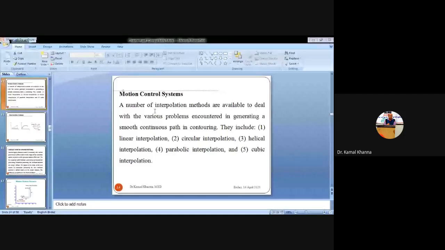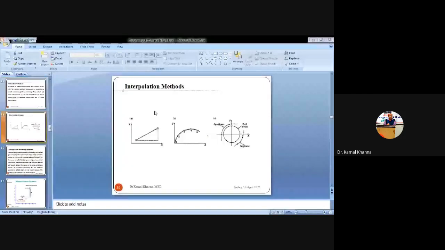You can see that in figure A we have linear interpolation. In the first figure, figure A, we are having a right angle triangle. We have to move from one point along the hypotenuse side. So this is called linear interpolation.